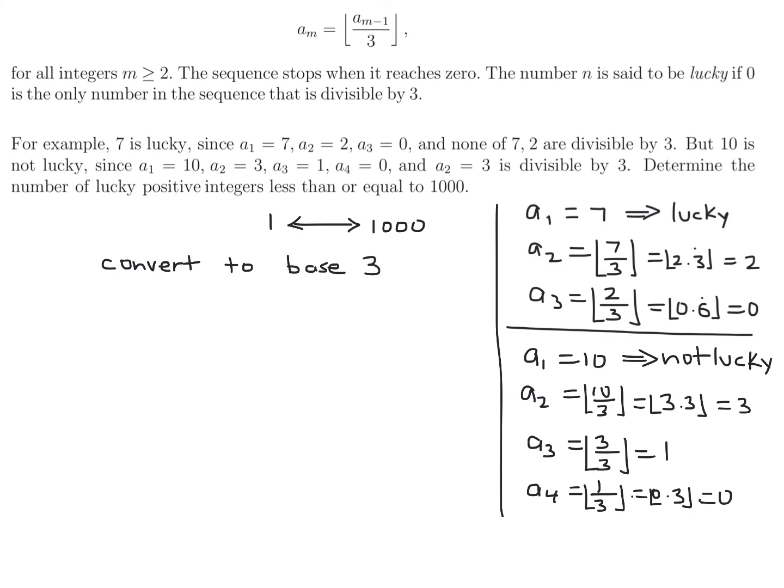Now, if you're not familiar with how to convert a number to base 3, I will explain it. It's not that difficult. What you do is you first write out the powers of 3, and I'll just write out a few of them. So 3 to the power of 0, 1, 2, 3, 4, 5, and so on. And what is the value of each of these? Well, this is 1, this is 3, this is 9, this is 27, this is 81, this is 243, and this is 729.